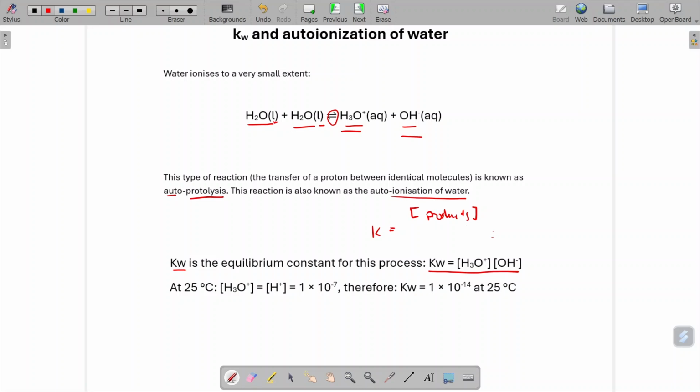And at 25 degrees Celsius in pure water, the Kw is going to be 1 times 10 to the minus 14, because at 25 degrees, the hydronium concentration and the hydroxide concentration are the same. And they both have the value of 1 times 10 to the minus 7. We will use this in calculations going forward.